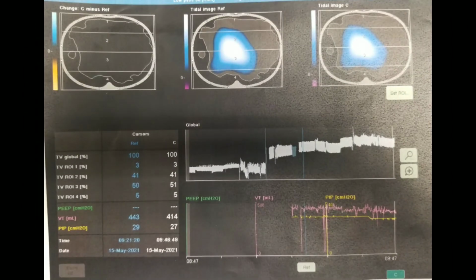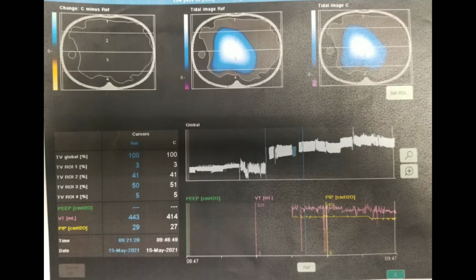So in this first slide, this is between 920 and 946, where the P high was initially 30 and then dropped to 26. If we look at the middle square, it says title image reference. So this is where we are starting from, which was the P high of 30. In the title image C, right beside it, we see that they both look quite similar. And that's because there's been pretty much no loss in end inspiratory lung volume at the end of inspiration.